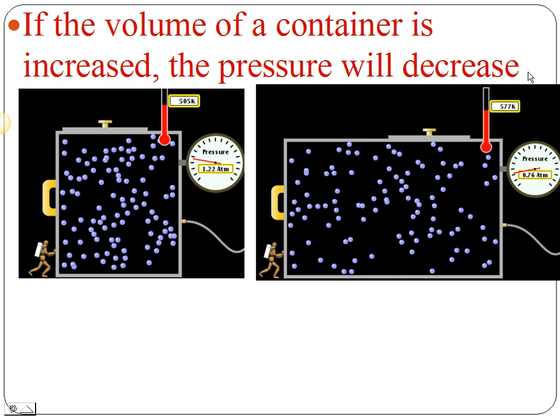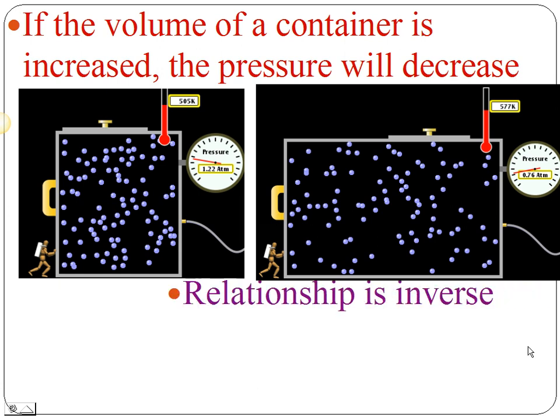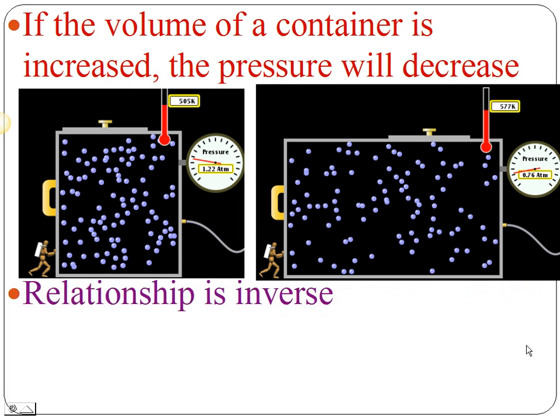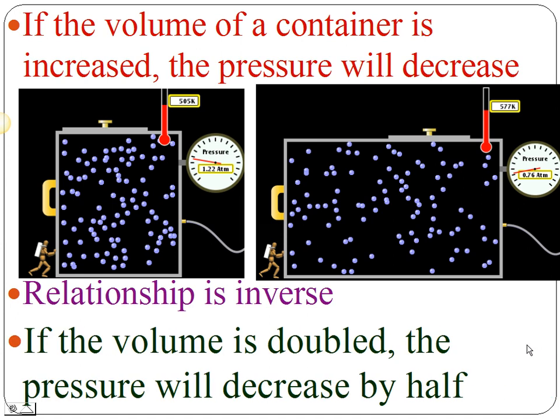If the volume of the container is increased, the pressure will decrease. So here we have a smaller size container, and we expand it. So the pressure here goes from 1.22 to 0.76. So the smaller the container, the more collisions, the more pressure. The larger the container, the more space, the lower the pressure. The relationship is inverse. If the volume is doubled, the pressure will decrease by half.